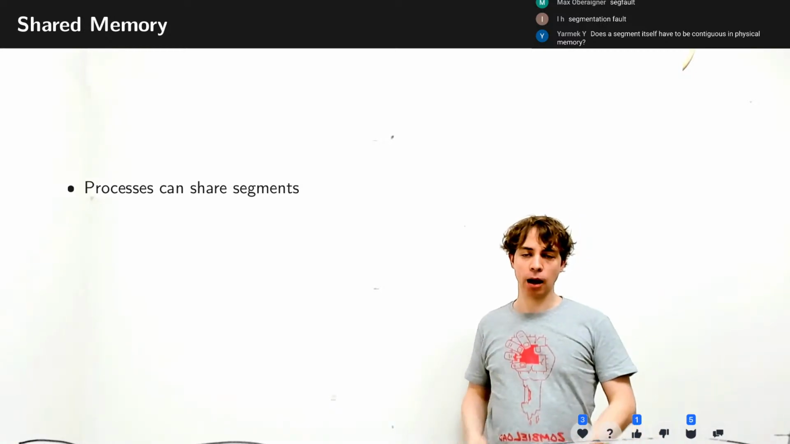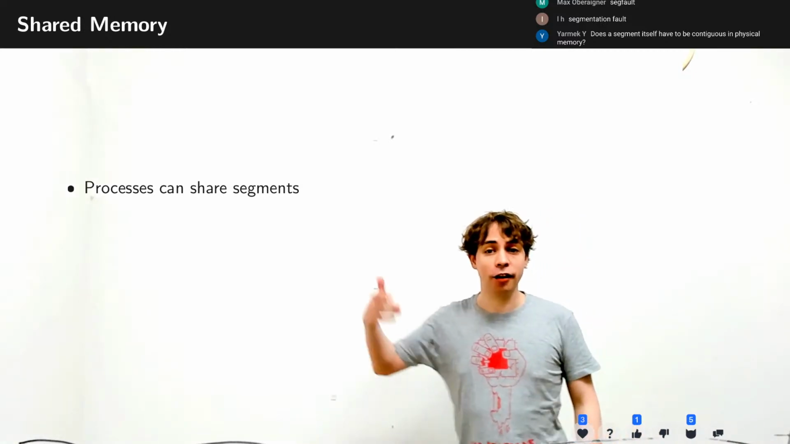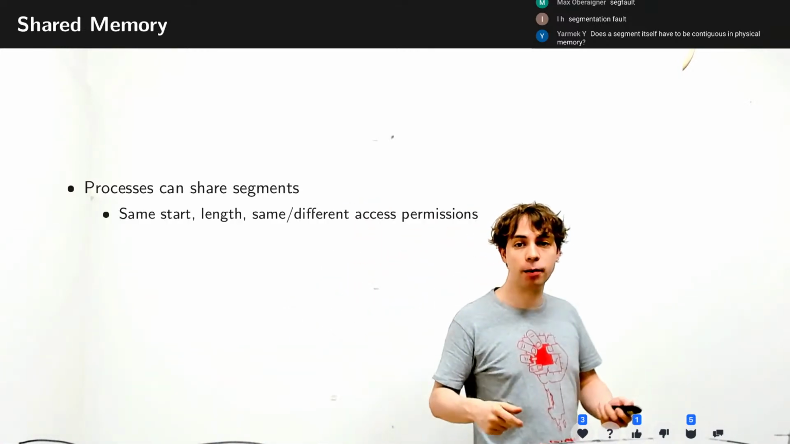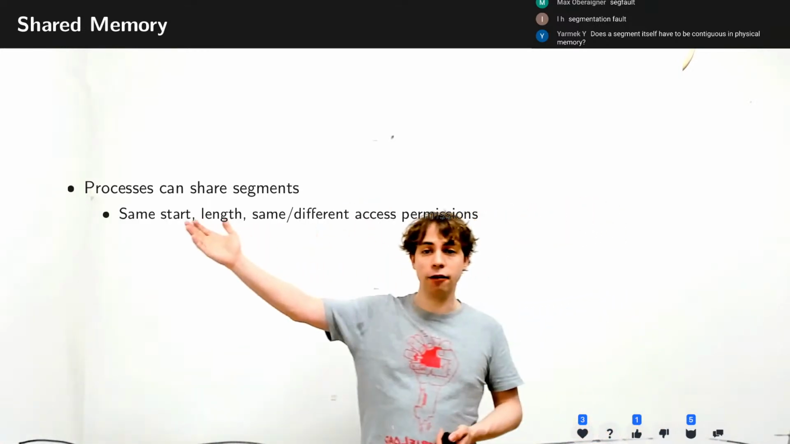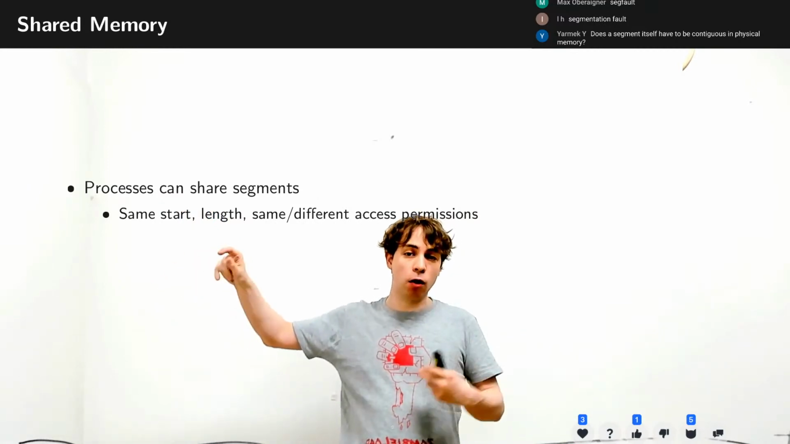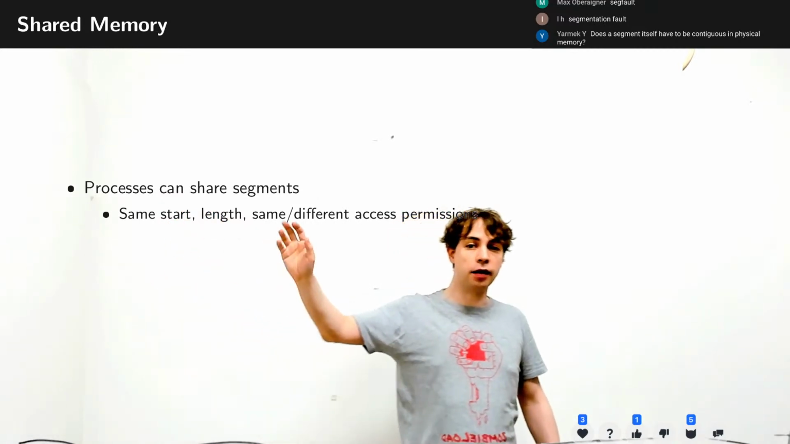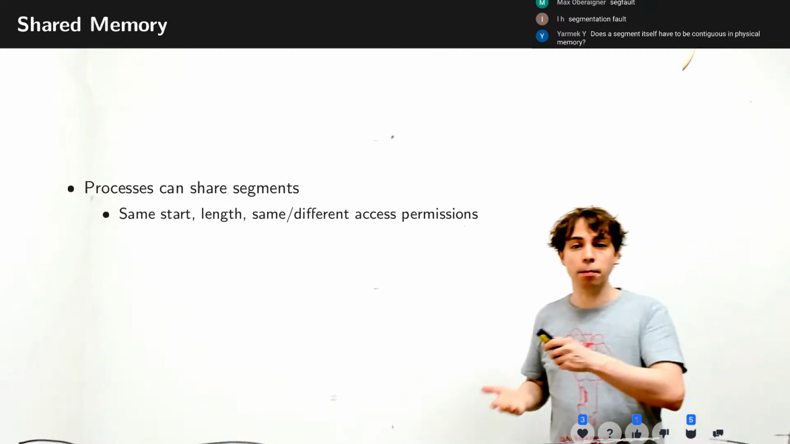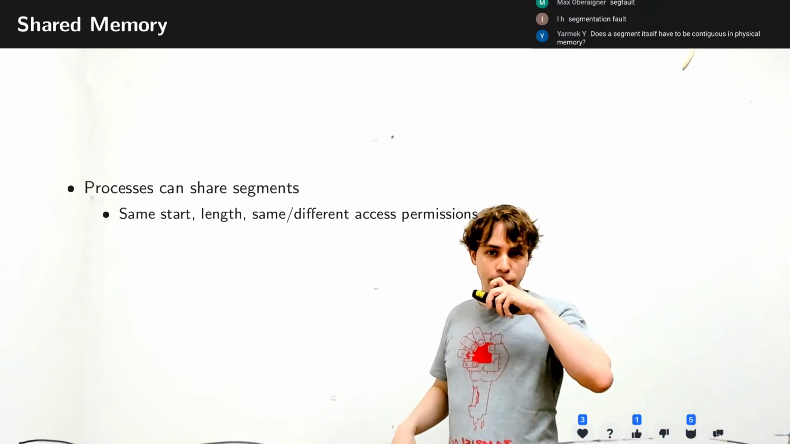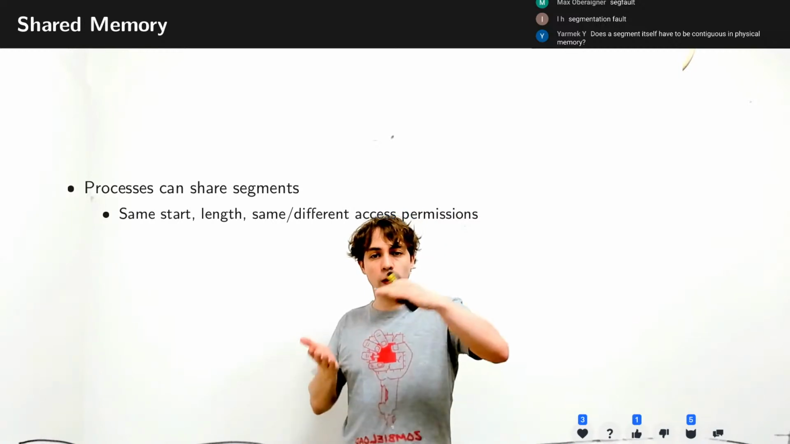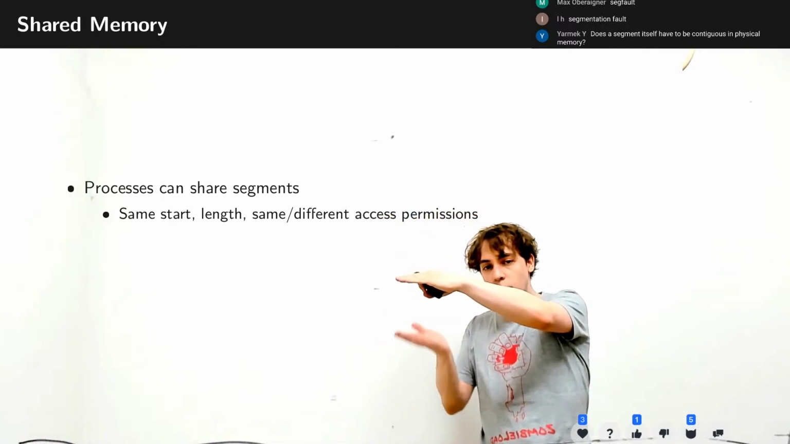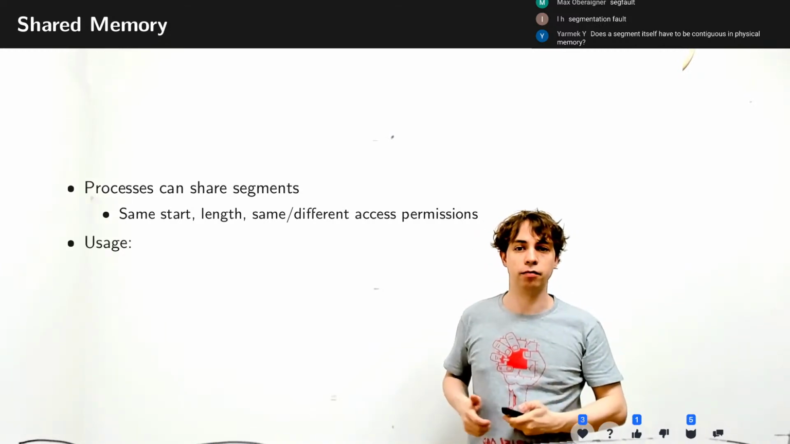Okay. Shared memory. We can share segments or even maybe parts of segments. For instance, if you want to have a full overlap, you can have the same start, same length, same or different access permissions, but you can also make them partially overlap if you like. So you can have a segment which in one process has 1 megabyte mapped, and in the other you only have the first half of it mapped.